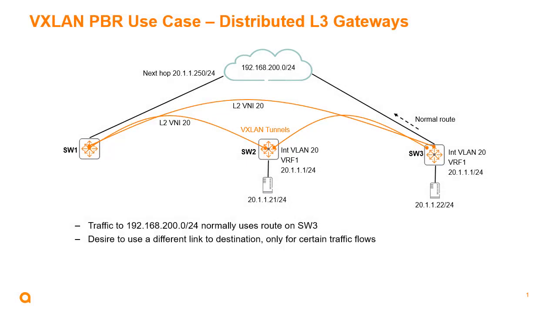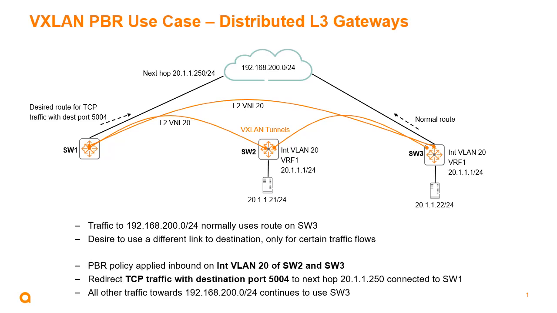VXLAN PBR can be used with distributed layer 3 gateways. This is an example, very similar to the first example before. I have switch 2 and switch 3, which are distributed gateways with the same IP, 1.1 on both, and I have hosts 1.21 and 1.22 that are connected to both VTEPs. So traffic is normally using the normal route on the right to get out to the destination at the top. But let's say you wanted to change the next hop, that's possible. Instead of using the right, you want to use the left.